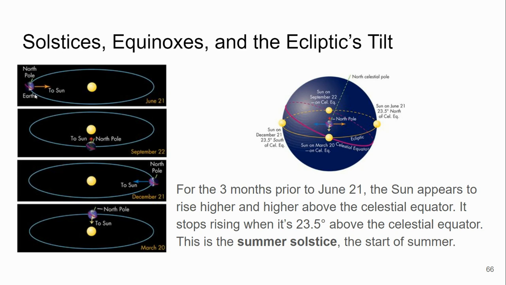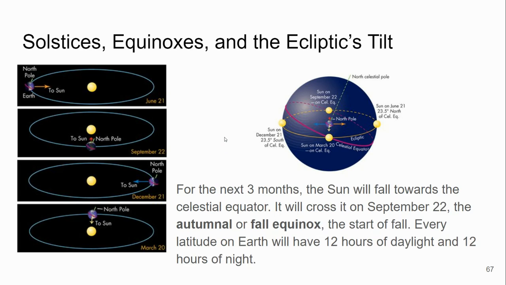So the days will be getting longer for those 3 months, and actually for the 3 months before that, in fact, until eventually the sun gets to its highest point above the celestial equator, and at that point, it stops. So we call this a solstice, a sunstop. And that happens on June 21st, the first day of summer. And then for the next 3 months, from where the Earth is in this first picture to where it is in the second picture, it's going around.